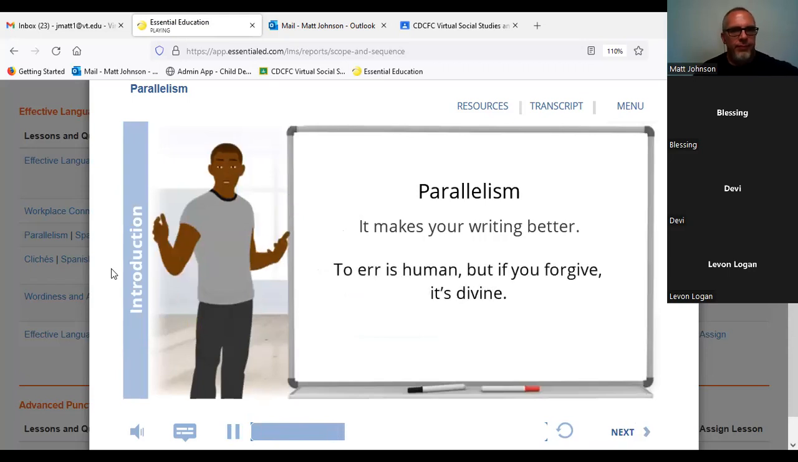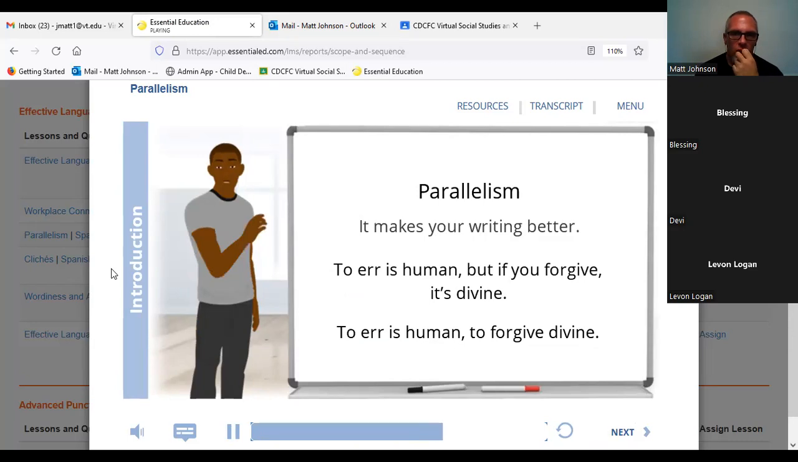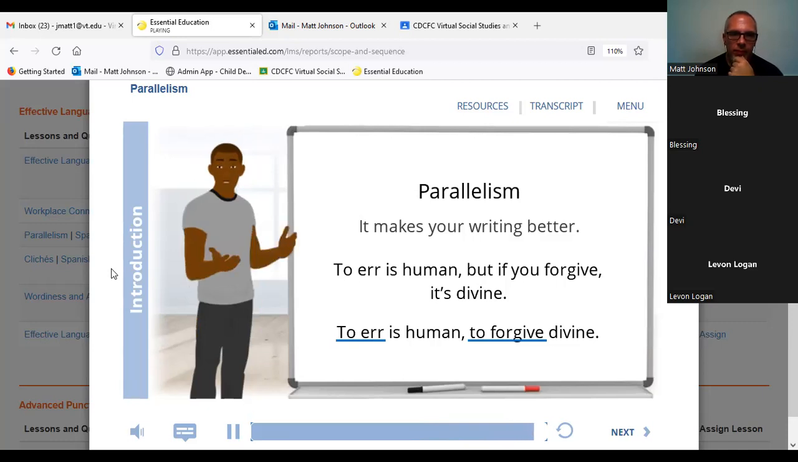A lot of great writers use parallelism to make their writing more effective. Look at this. To err is human, but to forgive, it's divine. That doesn't really trip off the tongue, does it? But look at the same idea the way that Alexander Pope wrote it, with parallelism. To err is human, to forgive, divine. By using the same structure, to err and to forgive, he gave the phrase rhythm and made it memorable. Now it's a common saying. Let me show you a little bit more about parallelism.